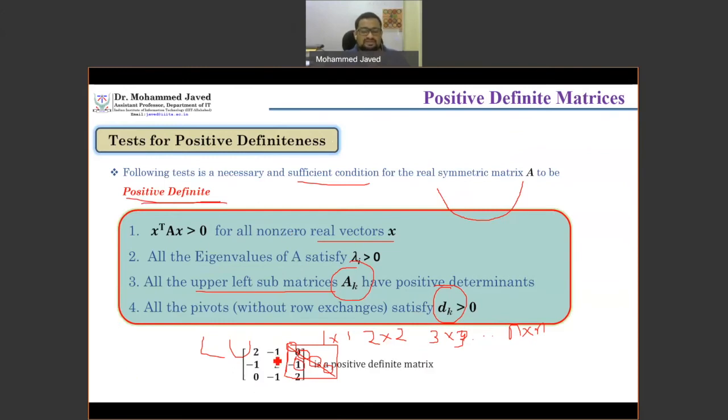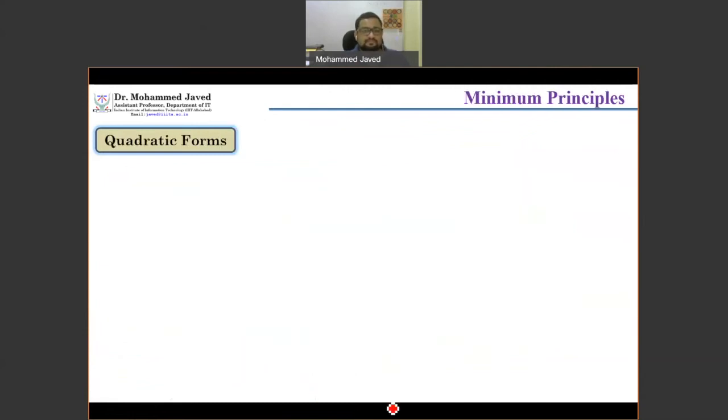In the previous slide, I showed you this matrix, and now I'll just erase this to make it clear. Yes, this is the matrix I showed you in the previous slide. If you check these conditions, you will see that all 4 properties are satisfied by this matrix. Hence, this matrix is a positive definite matrix.